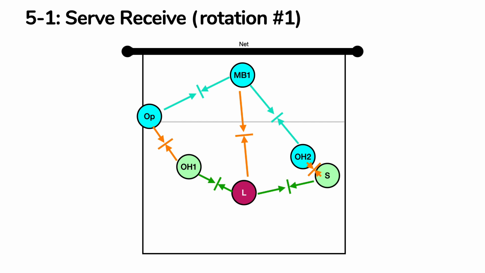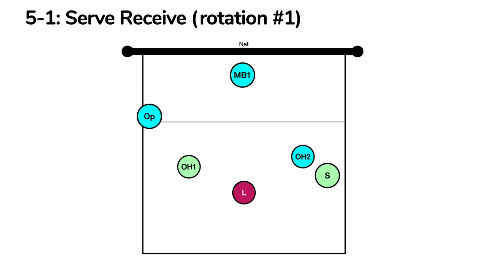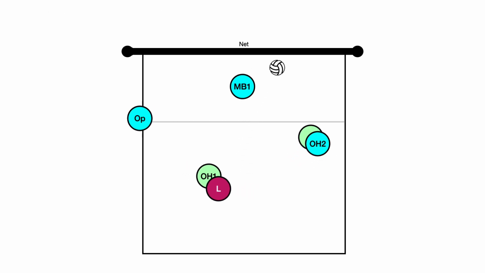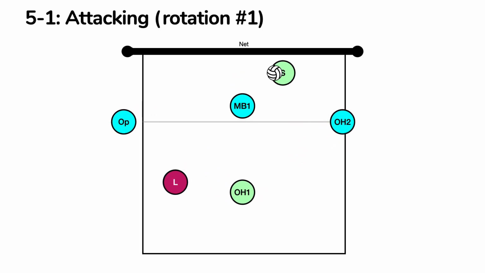Ideally, when we're running a 5-1, we want just the 3 here passing, the 2 outside hitters and the libero, if we can help it. Now, when the server contacts the ball on the other side, we can move into our attacking lanes. And in this rotation, it's up to the opposite and the outside hitter 2 to talk to each other about whether they stay on the left and right side where they line up, or if they switch after the ball goes over the net to the opponent.